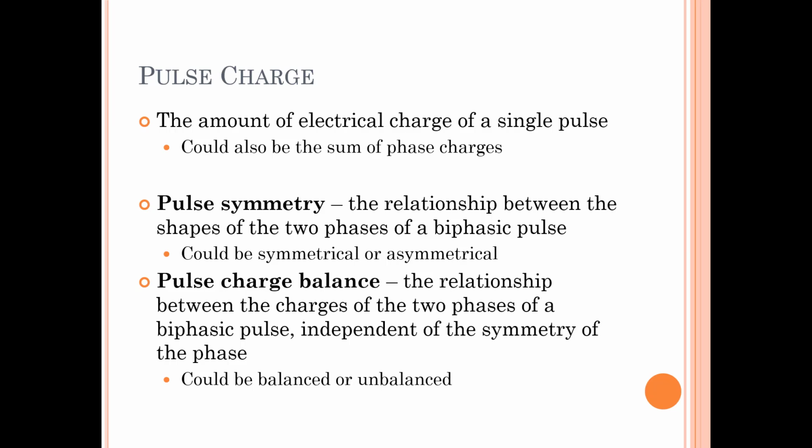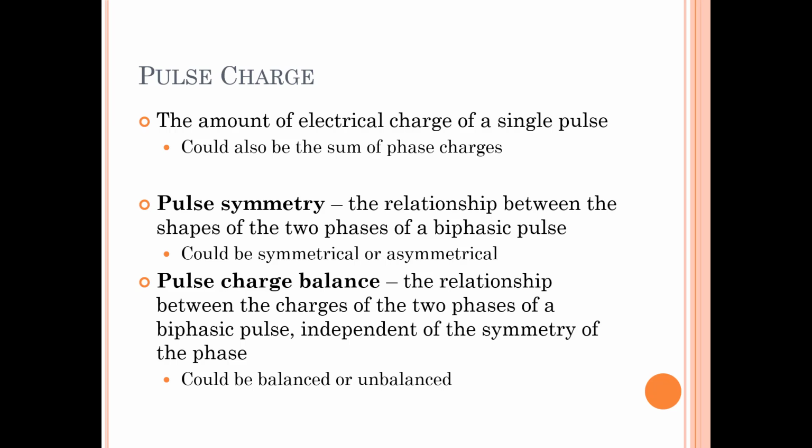The pulse charge is the amount of electrical charge of a single pulse, or this could also be the sum of phase charges. The pulse symmetry is the relationship between the shapes of the two phases of a biphasic pulse. The pulse symmetry could be symmetrical or asymmetrical. A symmetrical pulse is a pulse with identical phases on either side of the line. An asymmetrical pulse is a pulse with different phases on either side of the line.